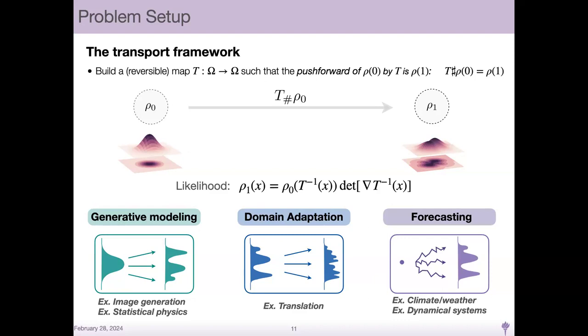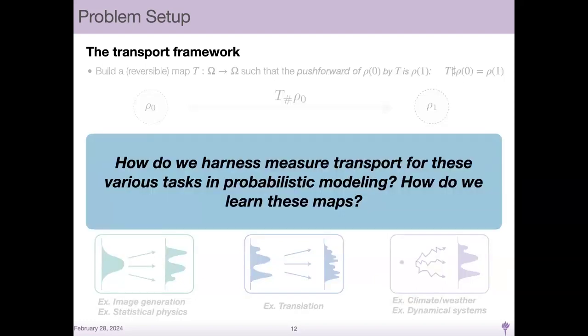You may have a very specific type of measure transport problem where you have a point mass that says, maybe, here's the weather right now, predict for me an ensemble of future potential weather outcomes that come at a later time, right? And so we want to have a flexible language that can deal with all these types of different problems. So that's what I want to focus on: how do we harness measure transport for these various tasks? Okay, and then how do we actually learn these maps once we lay out these perspectives?